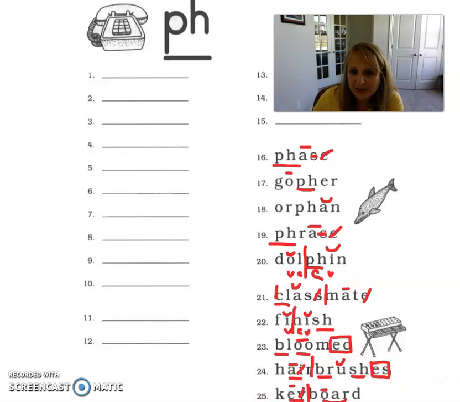Okay, are you back and ready to check them? You check yours with mine. You can pause it while you do that. Are there any you had a question on? Remember bloomed, this is a suffix. We've got a suffix ed. Hairbrushes, we have a suffix es. Keyboard is a compound word. This is a picture of a keyboard. Yep, we forgot to do the line for dolphin. All right, pause that while you check it. Make sure that you got yours coded correctly, and then we're going to go to the back of this page.